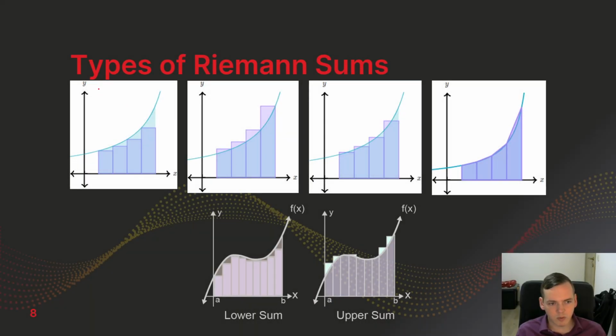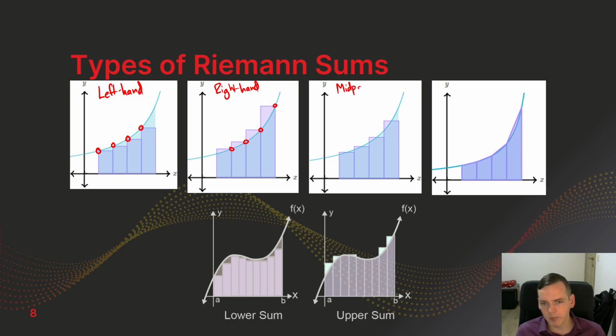So this first one is a left-hand Riemann sum. And you can tell that because the leftmost value on that interval is where we set the height. So the left side of the rectangle touches the function. A right-hand sum does the opposite. The right side sets the height of the rectangle. So where the right-hand side hits the function, that's where you put the height.